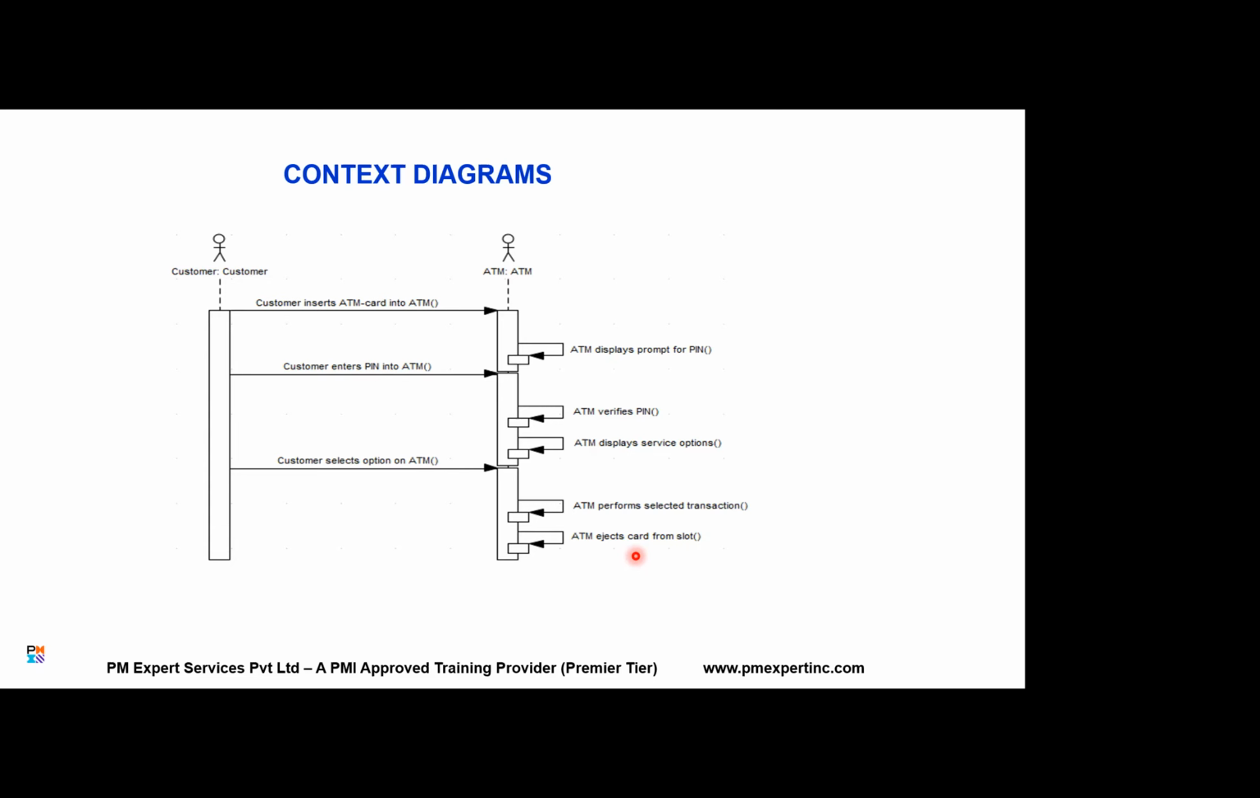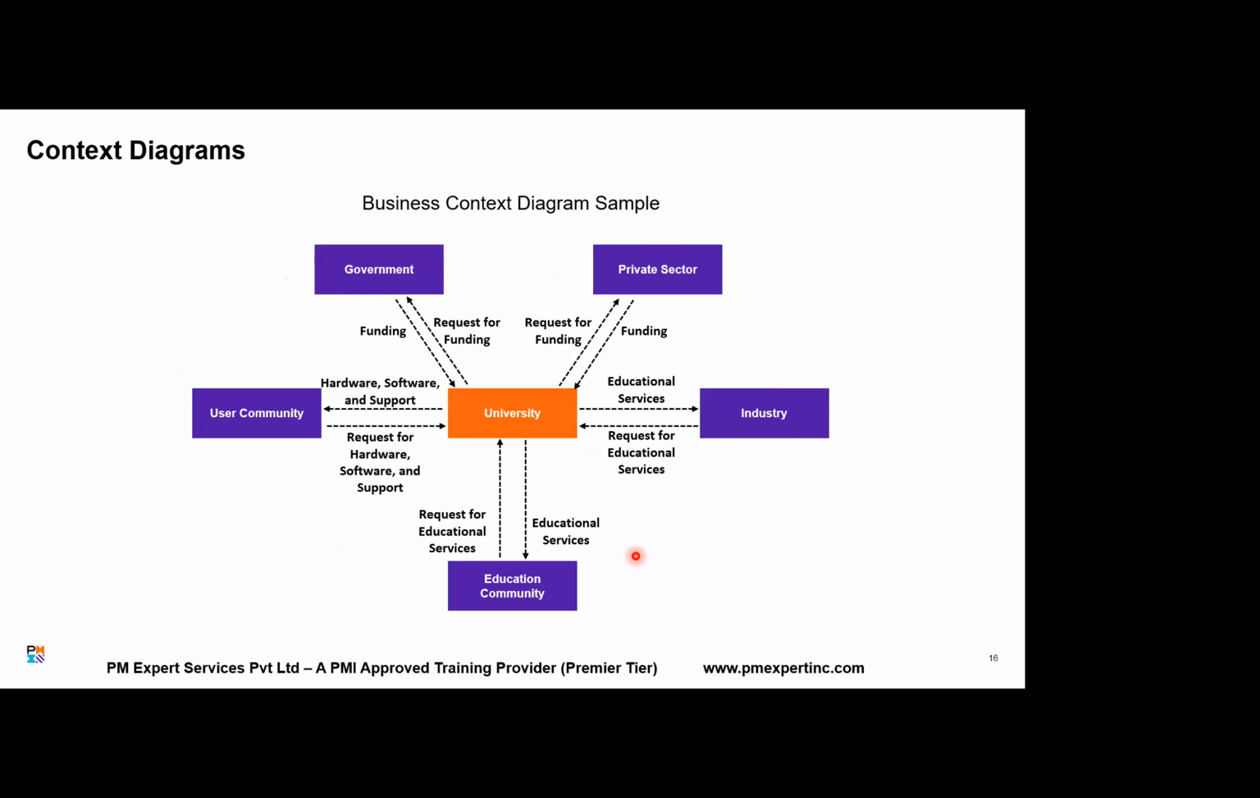Why is it called a sequence diagram? Because it depicts how the interaction is happening between the customer and the system, and it is being represented sequentially. Every step that will happen has been given. Now, a context diagram can be a simple collaboration diagram which shows interaction between various objects or entities like university, private sector, government, user community, education community, and industry. This context diagram can also be used to generate or to write the requirements.